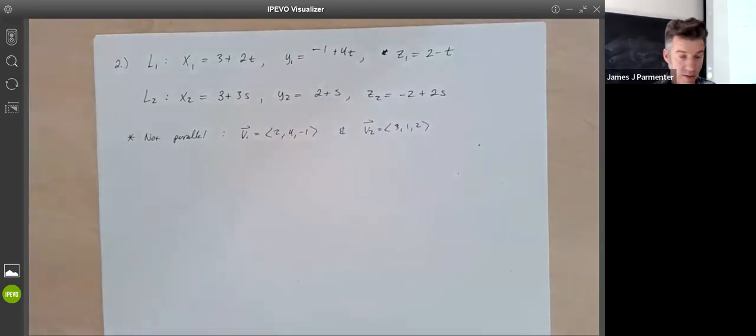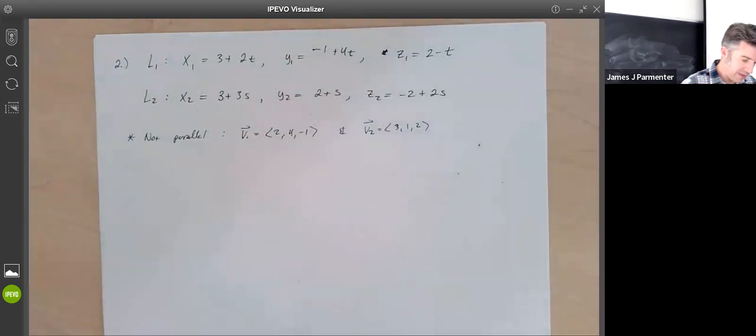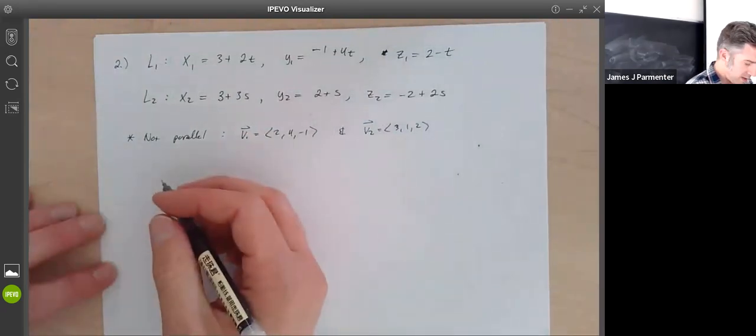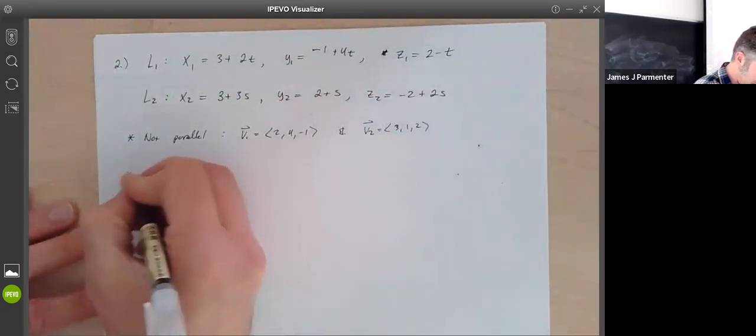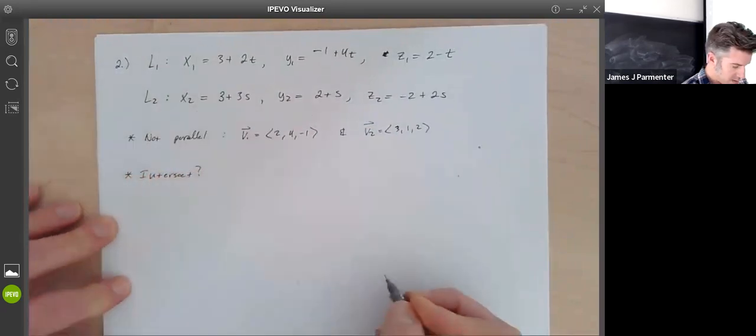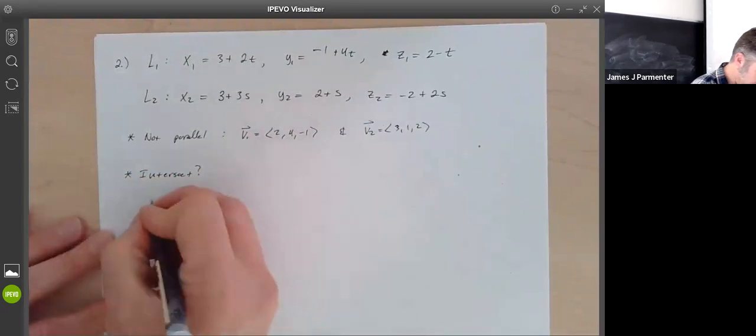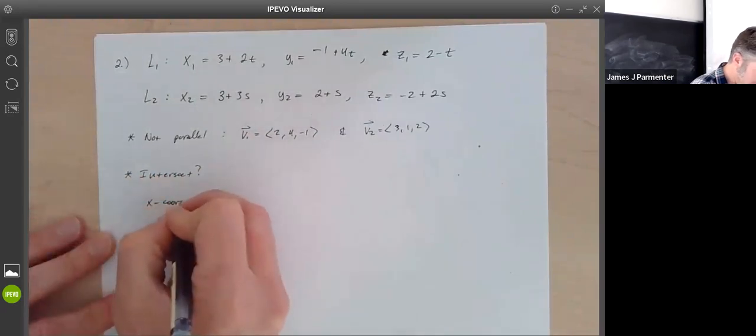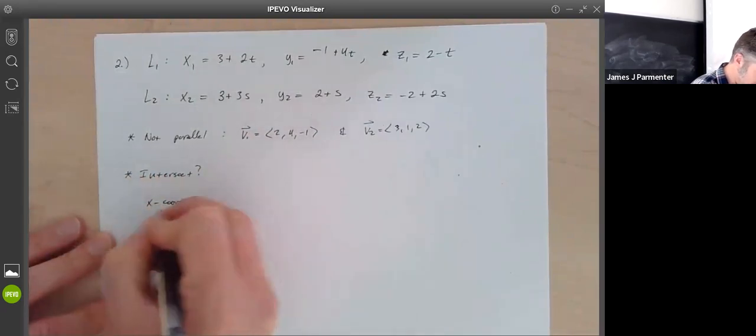Definitely not multiples of each other, so not parallel. So then we ask, do they intersect? So we do the same process. We set the x's equal to each other. Or let's just say we set the x coordinates and the y coordinates equal to each other.